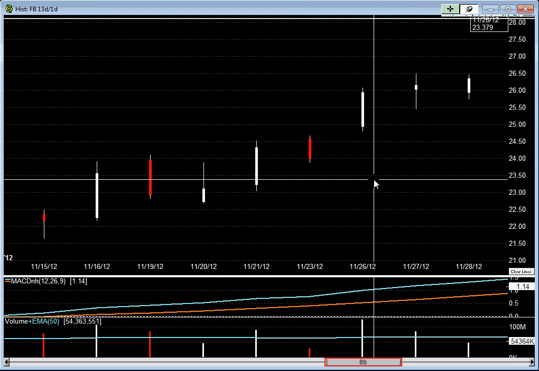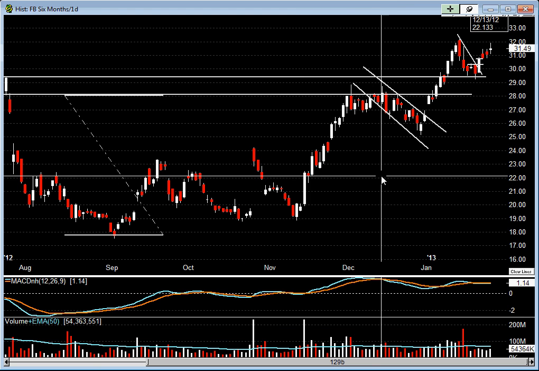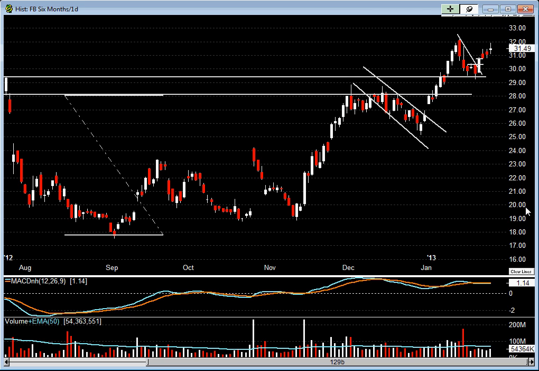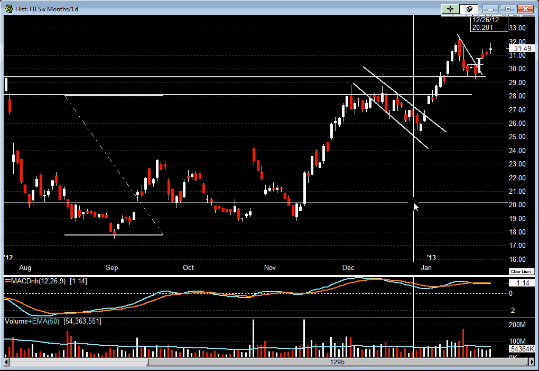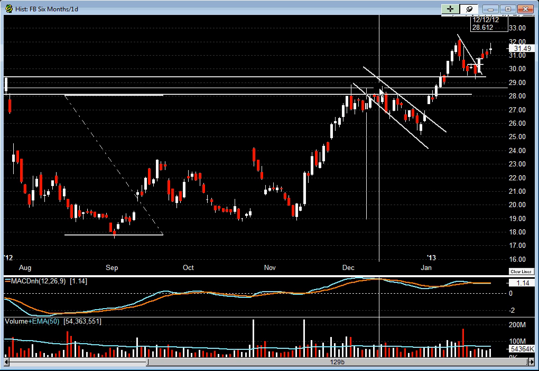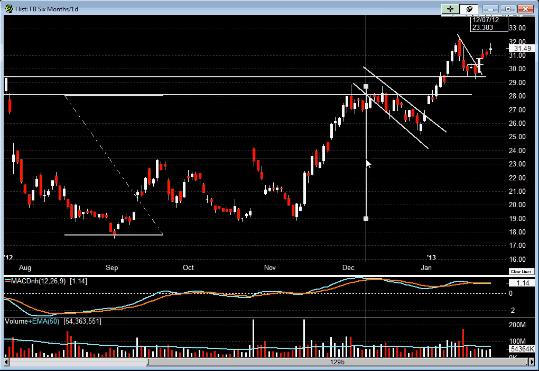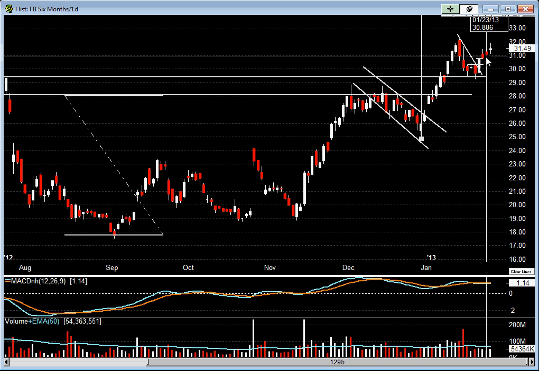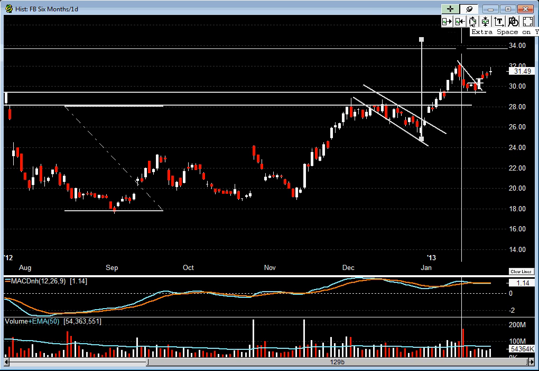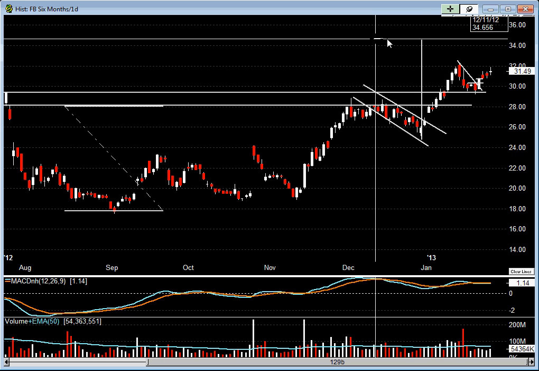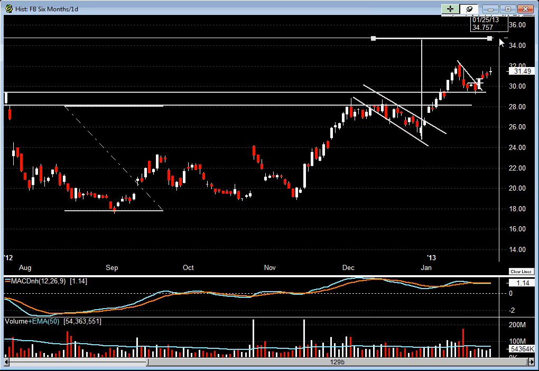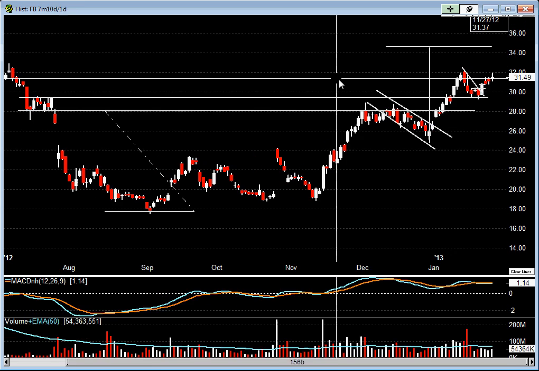Let me see. Okay, let's go back here and get on this. Here's the flagpole, and we got a major move up here. Then we could see that will give us somewhere around 34 and change, near the 35 level.